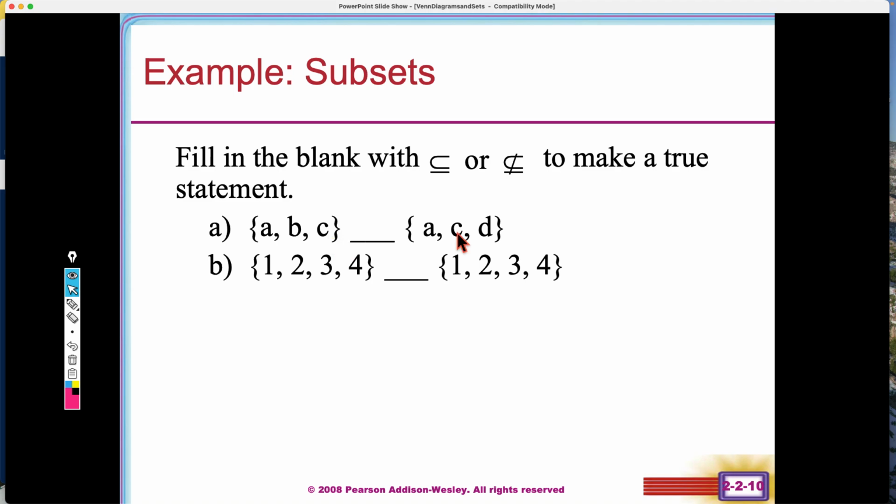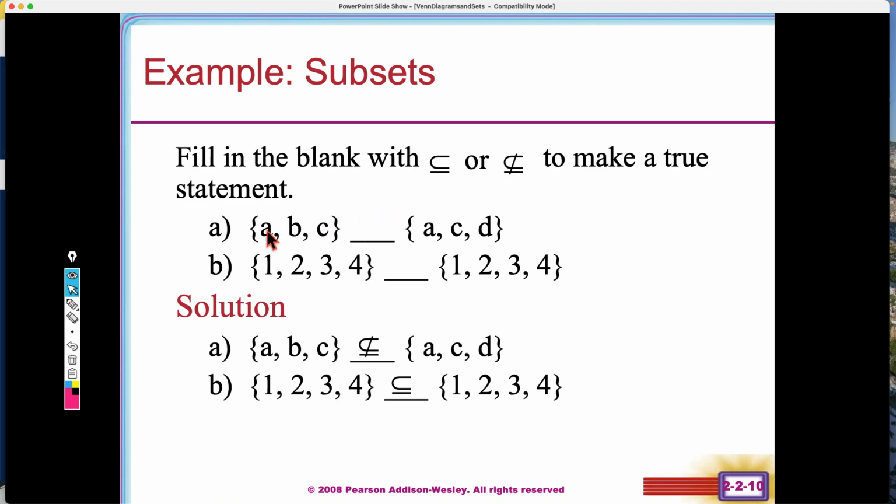Okay, ABC is missing the D, so it can't be. It's got to have at least everything from the other one. It's got the A and the C, but it's got something different that's not in here. So this is not a subset. This first one is not a subset. Oops. Well, it told us.